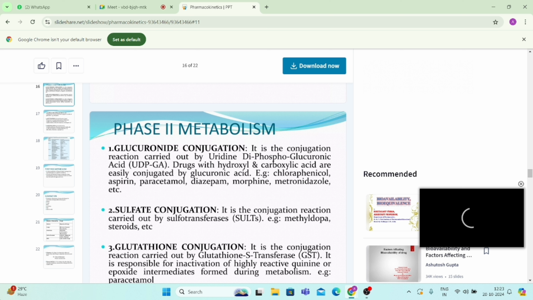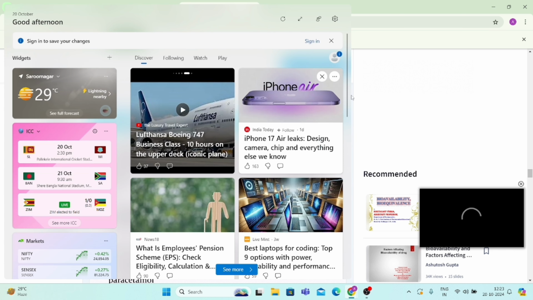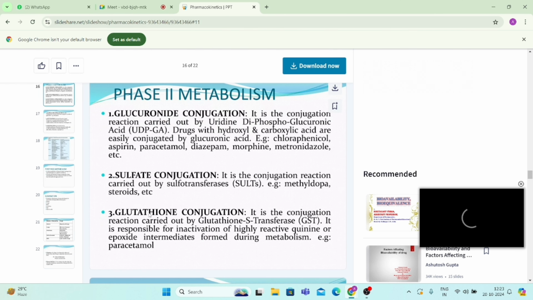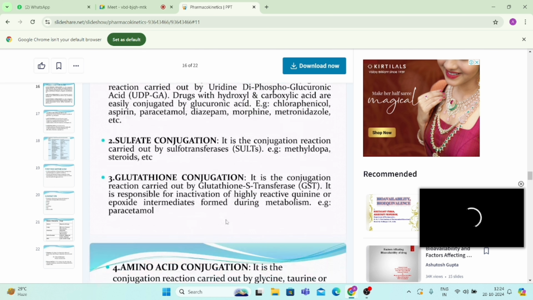Next, sulfate conjugation. Here the enzyme involved is sulfotransferases. We call it SULT, salts. The drugs which can be conjugated by sulfate are methyldopa and steroids. Methyldopa and steroids. Next, glutathione conjugation.